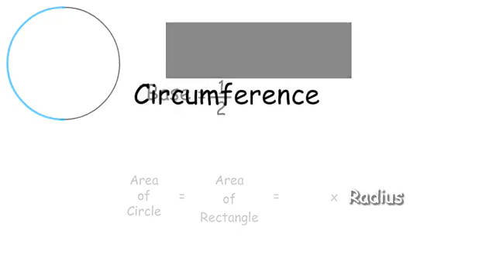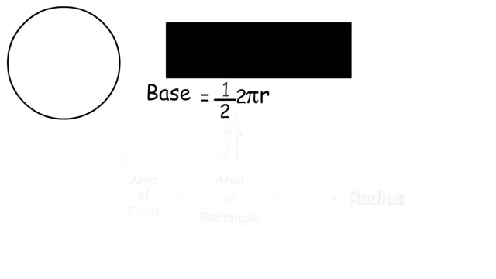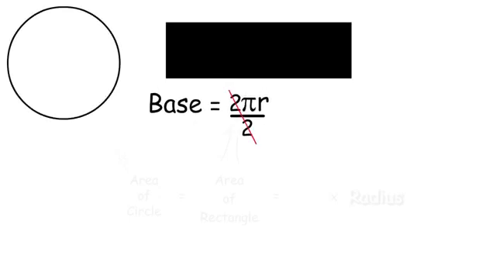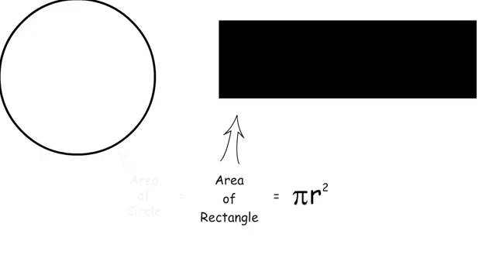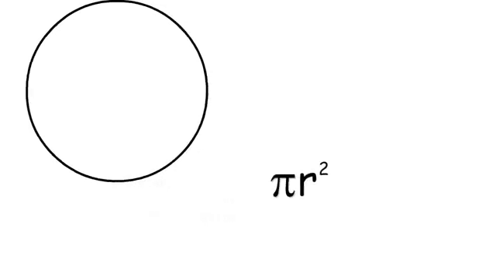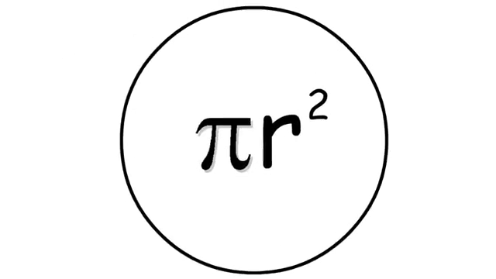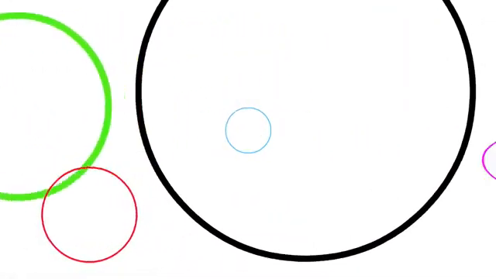Remember that the circumference is equal to 2 pi r. When we combine it with 1/2, the 2's cancel out, and base is equal to pi r. So now base times height becomes pi r times r. Combine the r's together and we have pi r squared, which is equal to the area of the rectangle, which is equal to the area of the circle. So pi r squared can be used to calculate the area of any size circle.